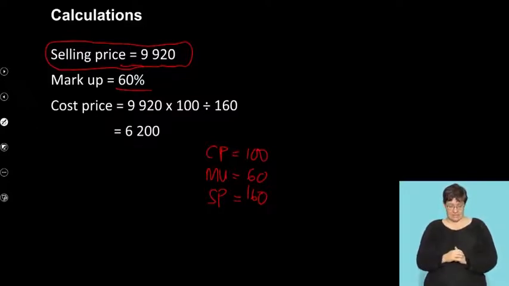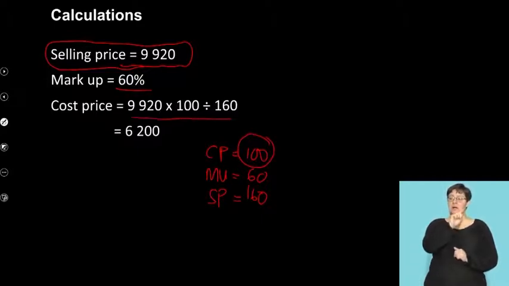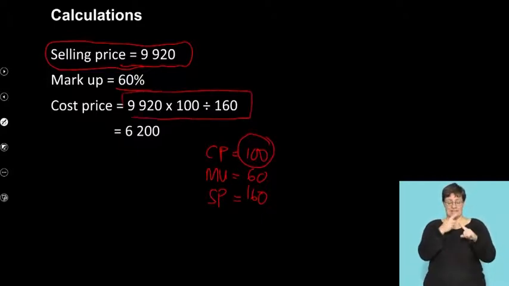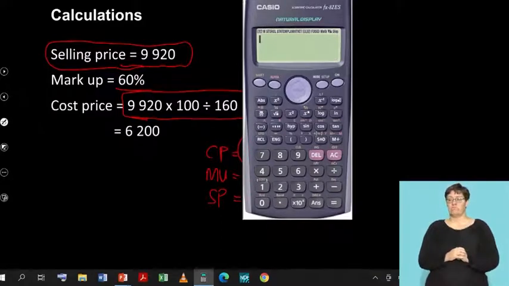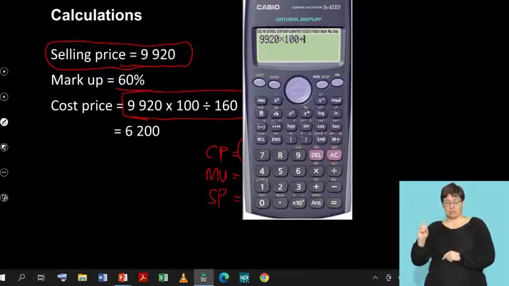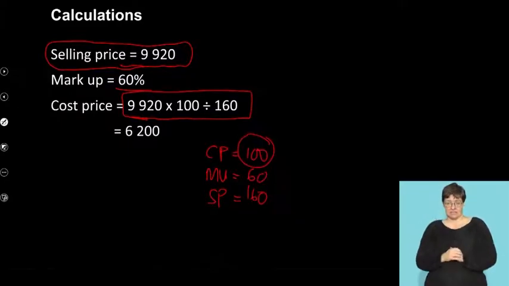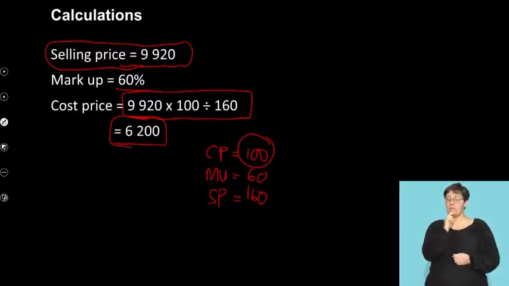So obviously you can see, what are we calculating? The cost price, so multiplied by 100 divided by 160. There's my calculation. Let's do the calculation: 9920 times 100 divided by 160, and voila, we have our cost price of 6,200. So we've now calculated the cost price of the goods that were returned.